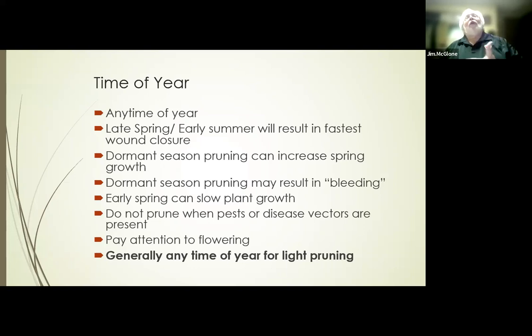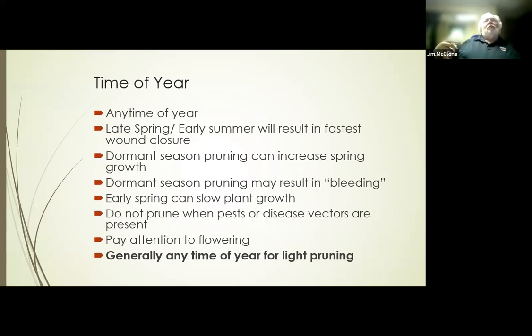So if you're working with a client and you do that dormant season pruning, then they see all that sap flowing out, and they start complaining about it. And you say, well, that doesn't hurt the tree. It sounds somewhat disingenuous to the client. So not pruning those bleeders during the dormant season is more of a cultural thing rather than a biological thing.